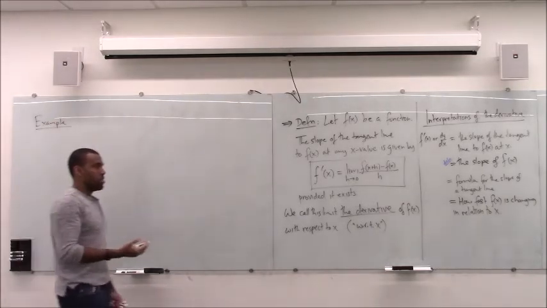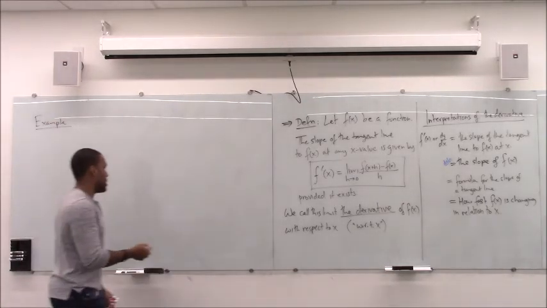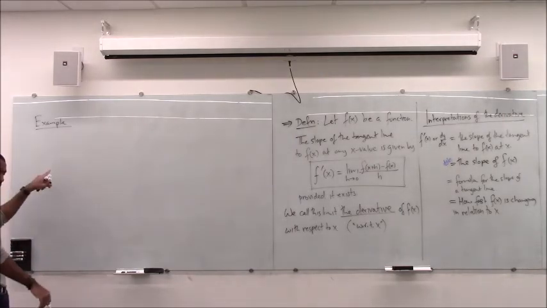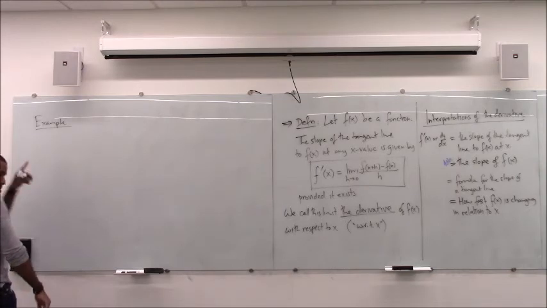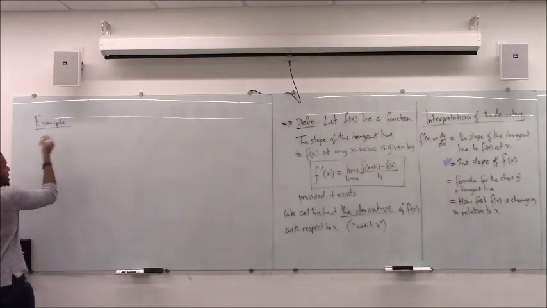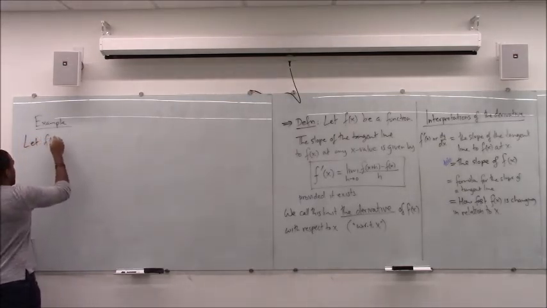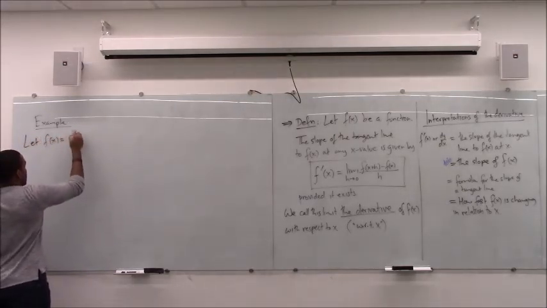Now this example is actually, I'm going to make it look pretty much like a problem I would actually ask you. So on test 1, there's going to be a problem like this, for sure. No doubt. I'm going to ask you this, so you can't say I never told you. I'm going to change the function, but the question is going to be essentially the same. So let f of x be equal to x squared.